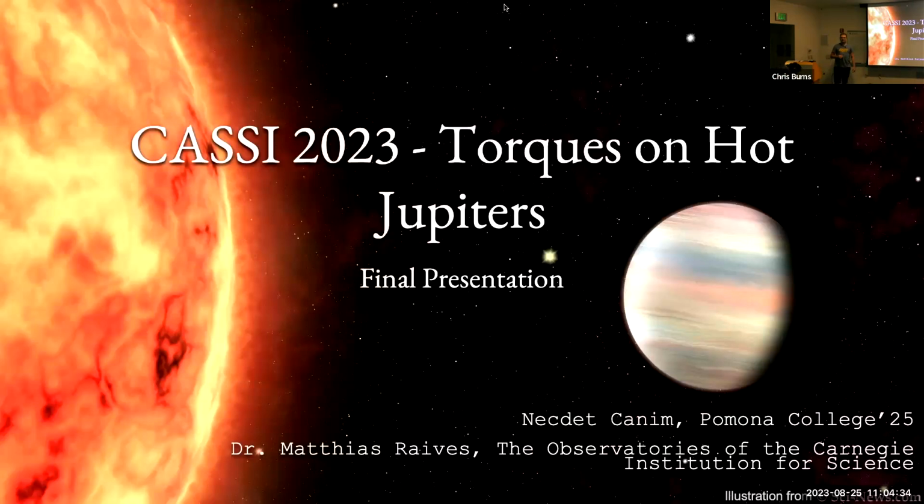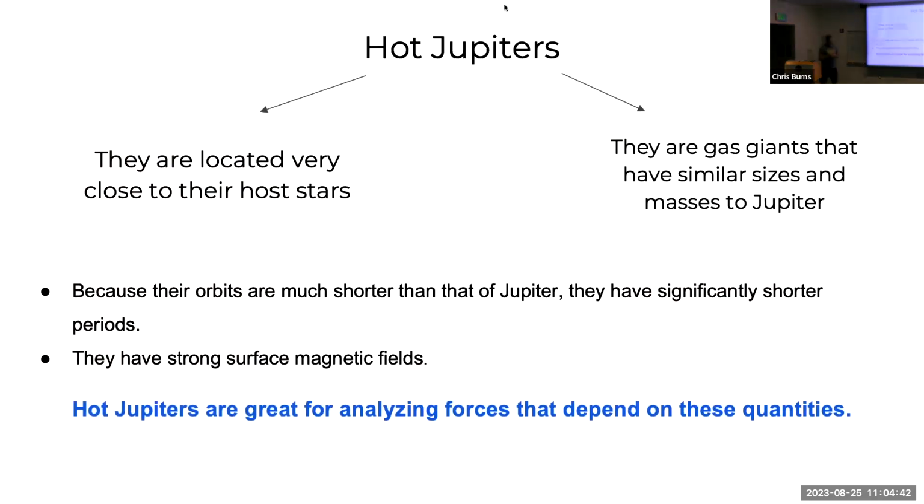So I want to start by showing you an illustration of a hot Jupiter around its host star. Why are we interested in hot Jupiters? Let's first start with the definition of them. Hot Jupiters are hot because they are located very close to their host stars, and they are gas giants that have similar sizes and masses to our Jupiter. That's why they are named hot Jupiters.